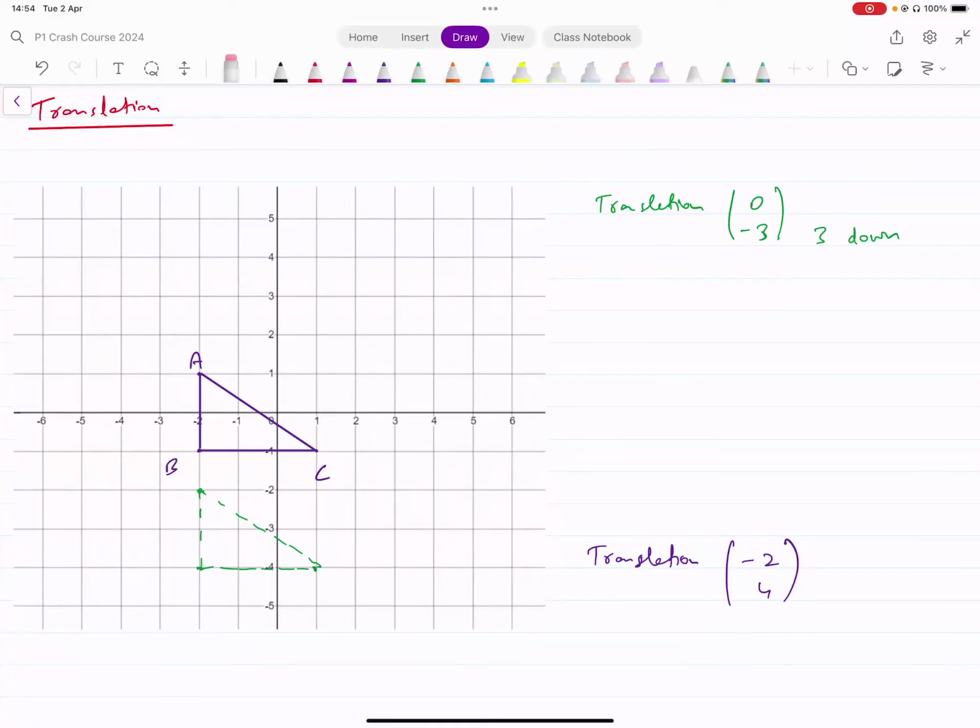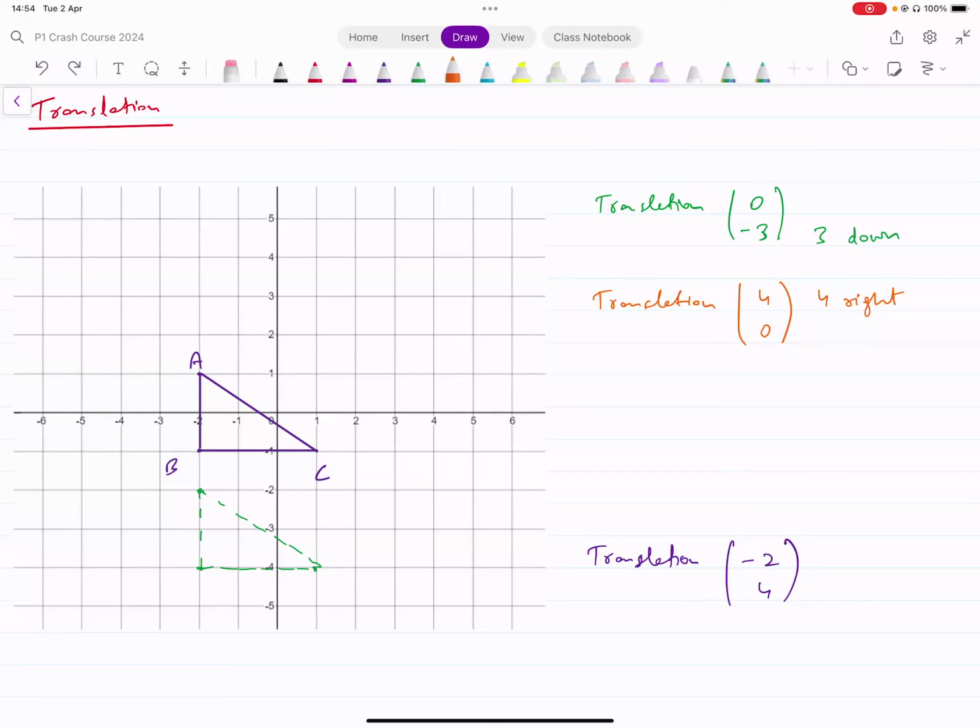You could have another translation that maybe looks like this. Let's say you have a translation for (4, 0). What does that mean? 4 is a positive number. That means you have to move right. So 4 units right. And what about vertically? Vertically, you don't have to move at all. So the diagram moves 4 units to the right.